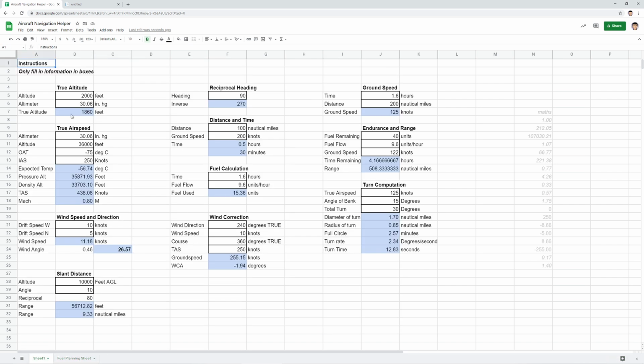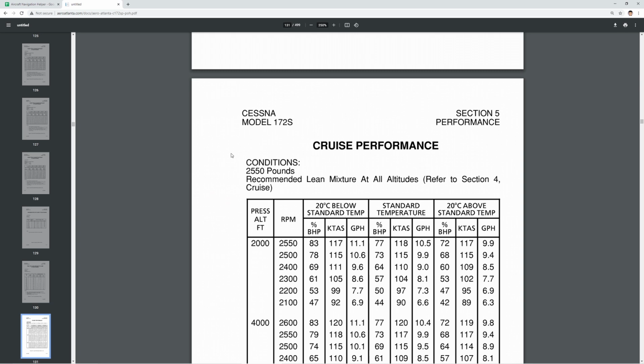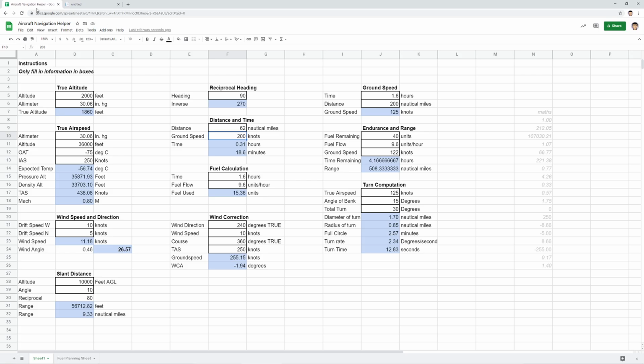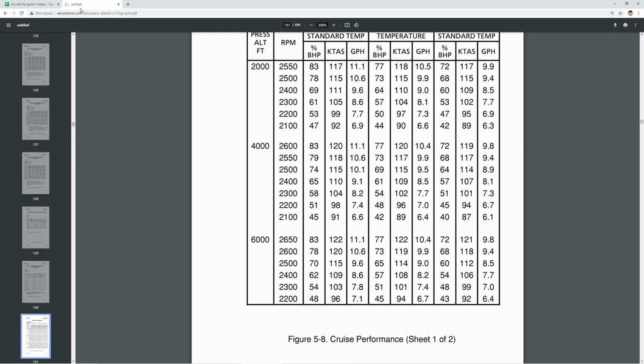So I'm just going to come over here and calculate our speeds. Where's our distance and time? I'll do 62. Our cruise speed, I'll go back over to our document. We calculated it to be 6,000 feet, and at standard temperature it is 122 knots. So I'm going to type in 122. That's going to get us 30.49 minutes.